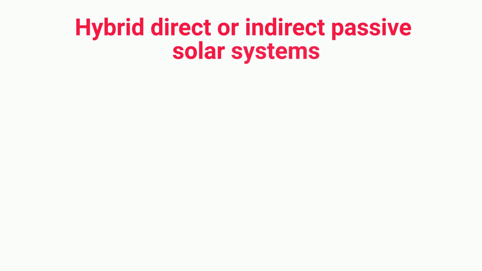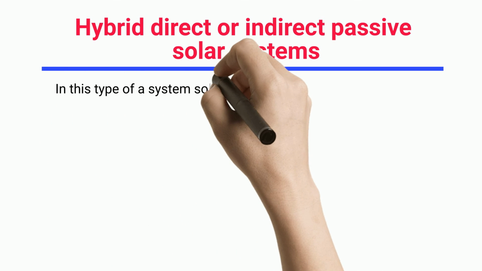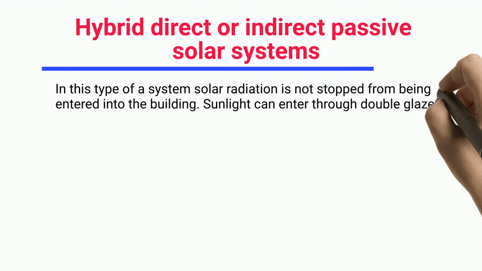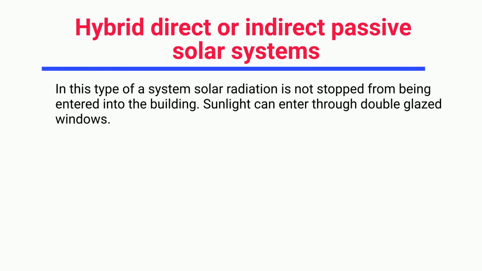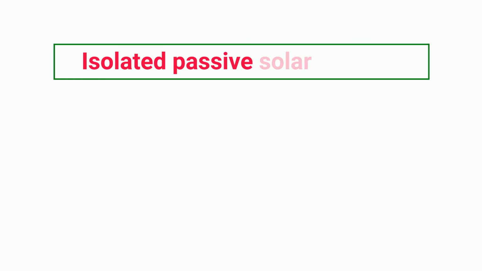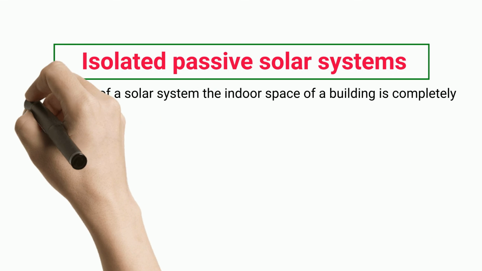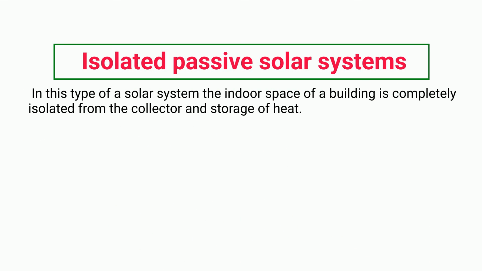Hybrid direct or indirect passive solar systems. In this type of a system, solar radiation is not stopped from entering into the building. Sunlight can enter through double-glazed windows. Isolated passive solar systems. In this type of a solar system, the indoor space of a building is completely isolated from the collector and storage of heat.